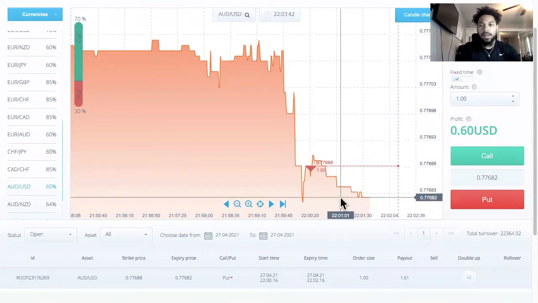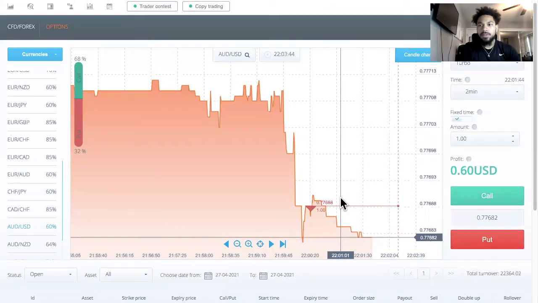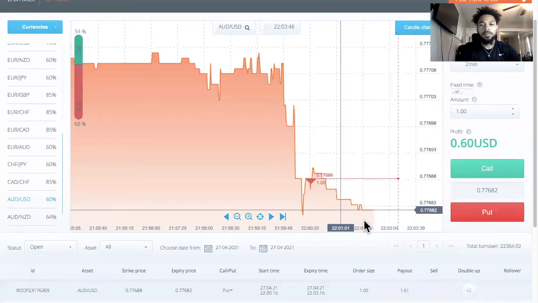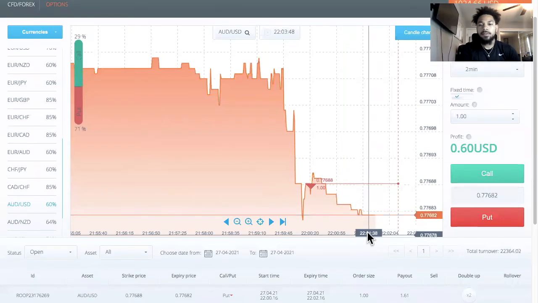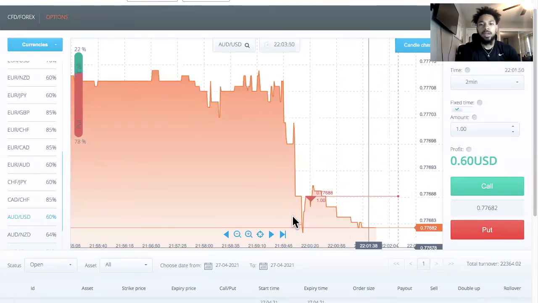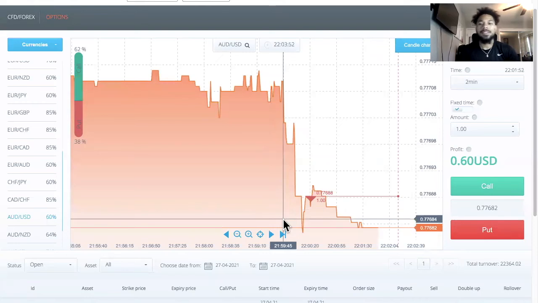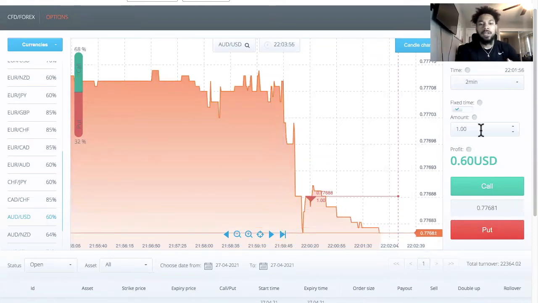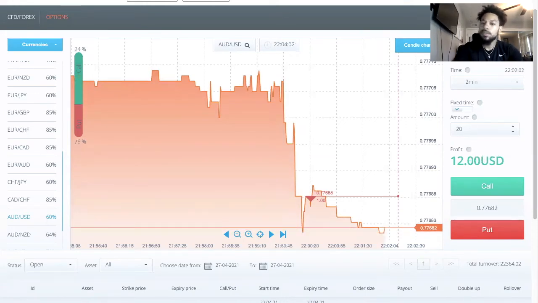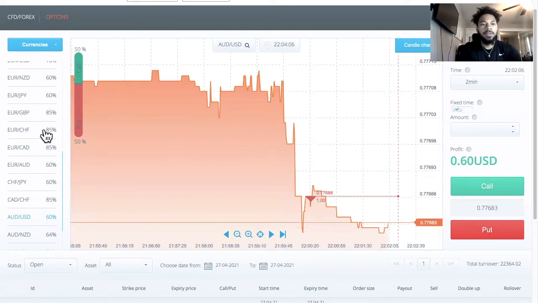All right, so we got about 30 seconds left for this trade. Let's see how it plays out. Looks like it should be a winning trade, which means I would profit 60 cents. And you'll see how the profit changes as well. If I were to risk $20, I could have profited $12. And depending on how much you risk, your profit is going to change. It's all based on the percentage over on this side.